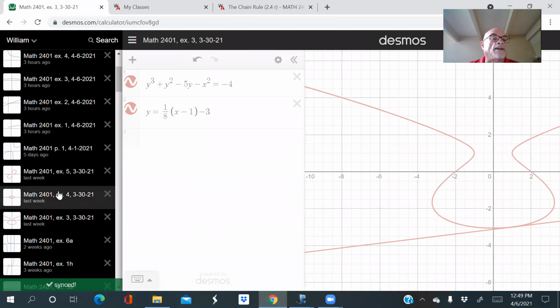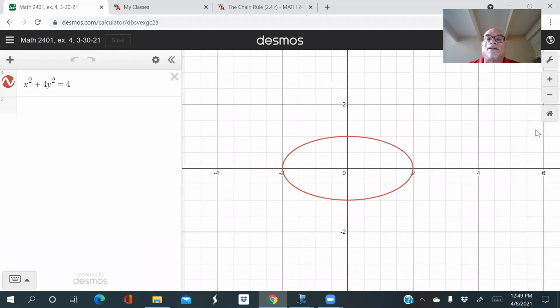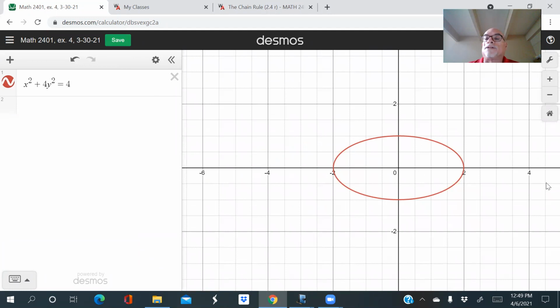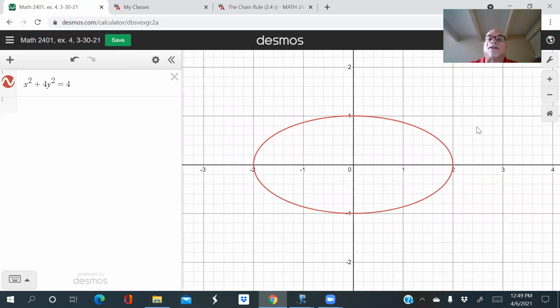Actually, I've got a graph of this one, so let's take a look at what we're doing here. I think it's this one. Oh yeah, I'm right. It was an ellipse. It looks really skinny here. We can blow it up. So x squared plus 4y squared, you just get this nice ellipse. And square root of 2 would be somewhere about right here on the x-axis.